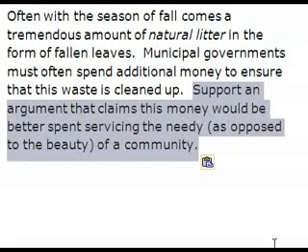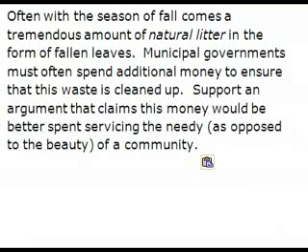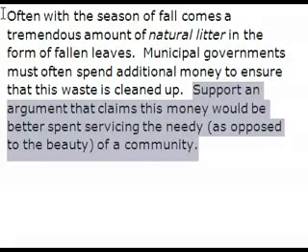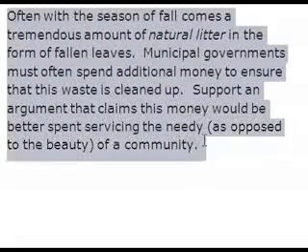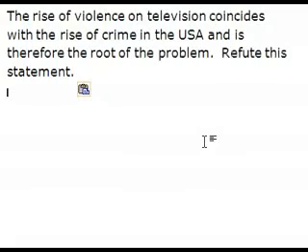Okay, now I have 2 more essay questions, and I thought what we could do is I'll stick them up here, we'll read them together, and you can think for yourself what kind of essay you would write based on these questions. So here's the first one. The rise of violence on television coincides with the rise of crime in the USA and is therefore the root of the problem. Refute this statement.